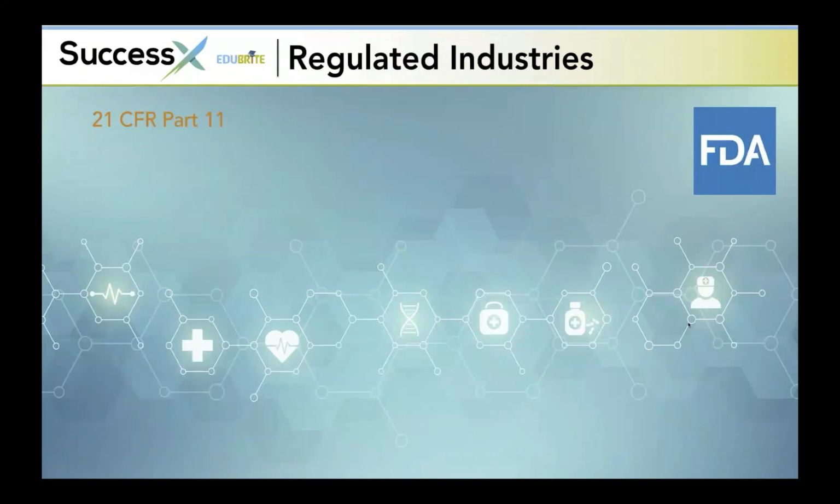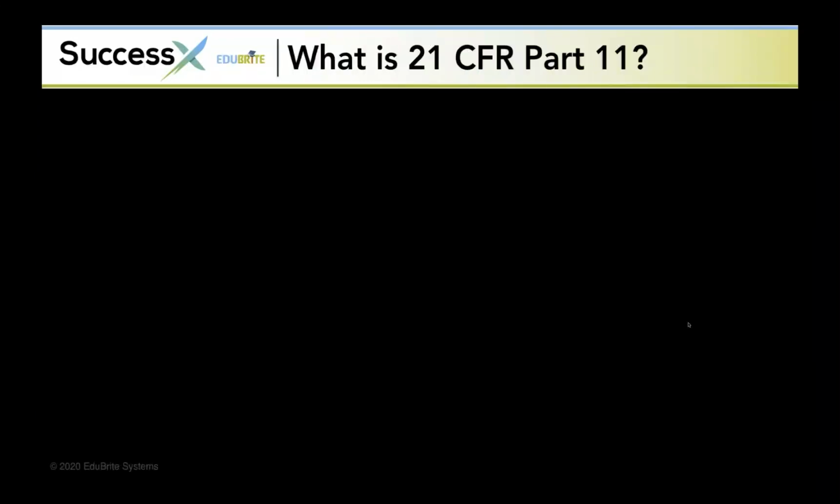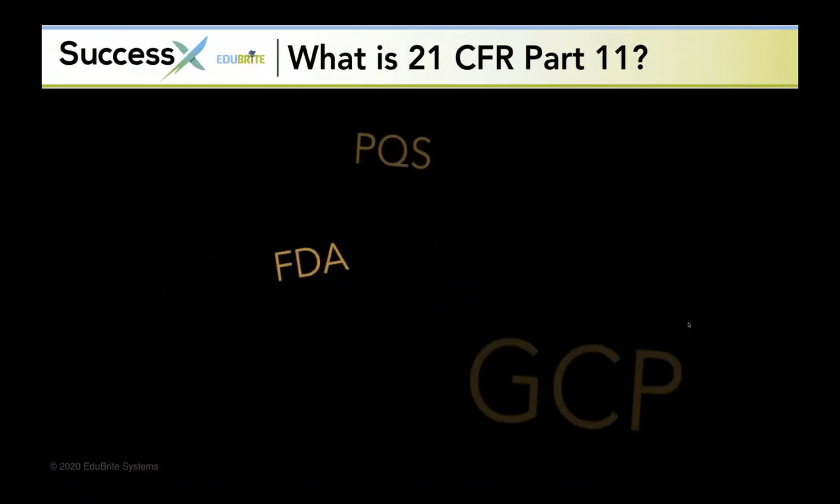So 21 CFR Part 11 affects a number of heavily regulated industries. It covers compliance requirements for them, including pharmaceutical companies, biotech and biologics, life science companies, medical device and medical manufacturing, and some other FDA regulated industries. There's a virtual alphabet soup of acronyms and regulations in these industries and in the regulations, and it can be a bit overwhelming to navigate. So let's make some order from this chaos.